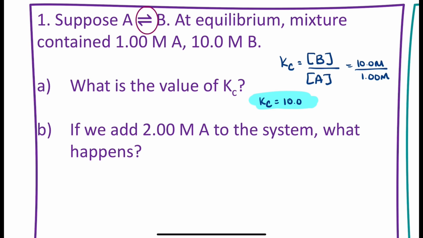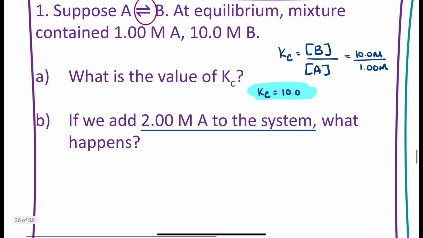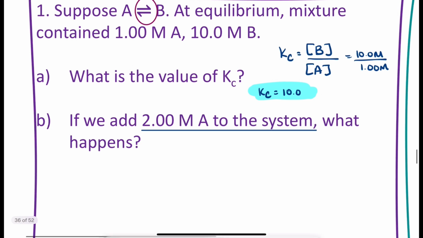And notice it's also a capital K. Lowercase k is reserved for things like kilograms or any kilo thing, or when we're dealing with rate laws, which we will do in the kinetics chapter. What about this next part of this question here? If we added 2 molar A to the system, what happens? Well, some students want to say that my Kc must change, right? 10.0 molar divided by 1 plus 2 is 3, so 3.00 molar.